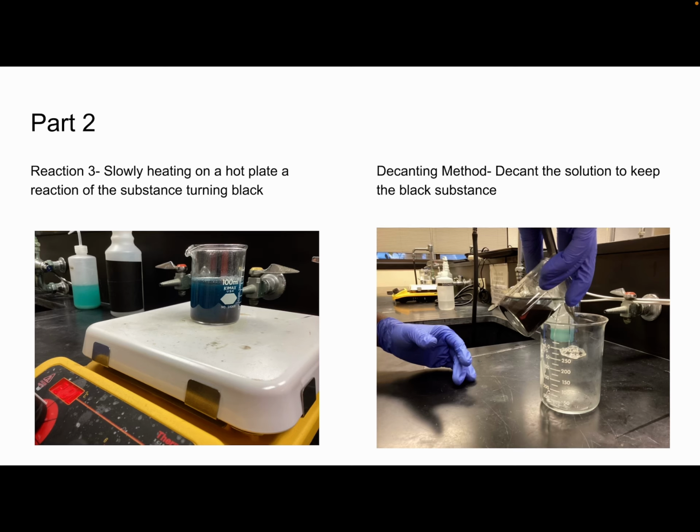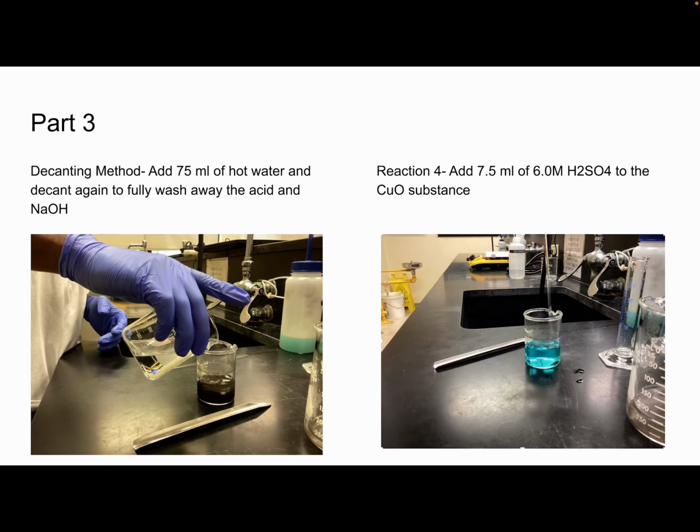And then we slowly heated the substance and waited till it turned black. We then used a decanting method to keep the black substance. And we added more water because we were trying to fully wash away the acid and NaOH. And then we added 7.5 milliliters of sulfuric acid to the CuO substance.